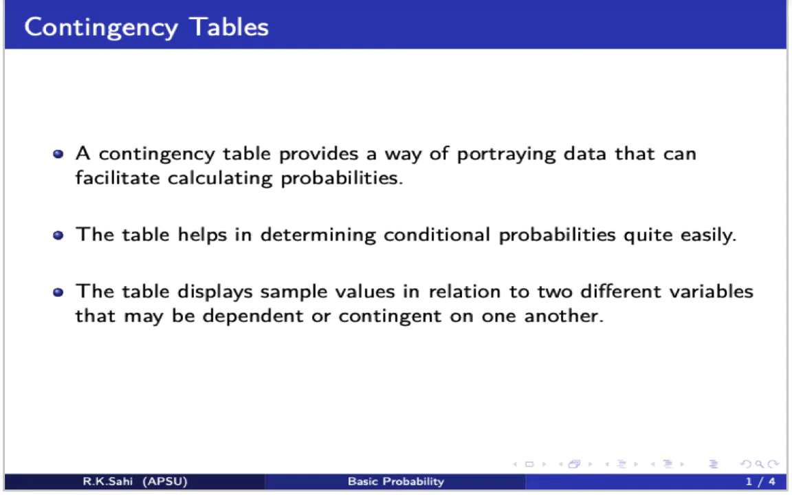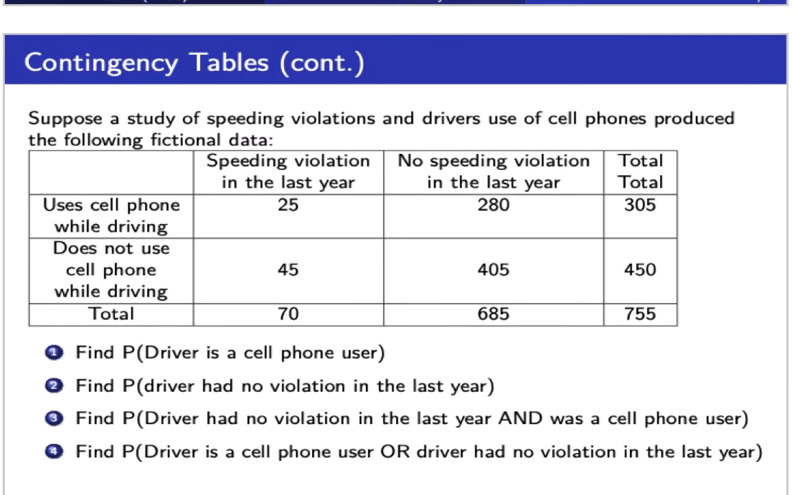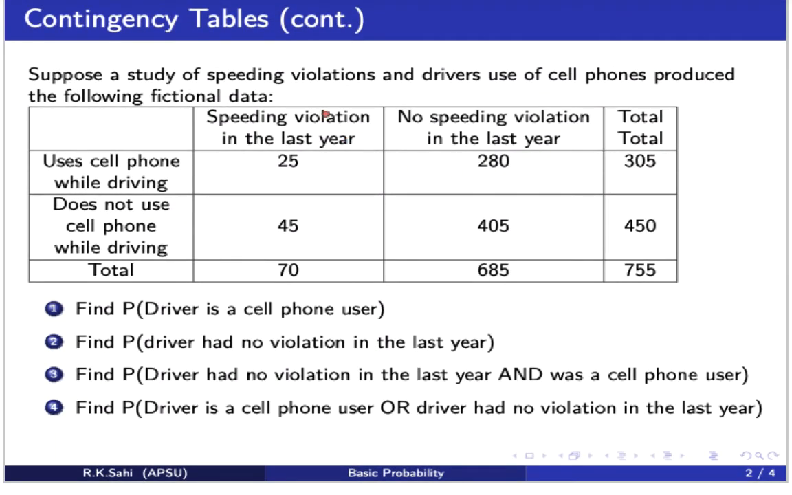So let's look at some examples here. The first example shows the speeding violations of a driver and the cell phone drivers. And this is fictional data, keep in mind. In the last year, we're looking at how many speeding violations were done by drivers and how many did not have any speeding violations. It is the same set. We're also looking at the cell phones which the drivers were using while driving.